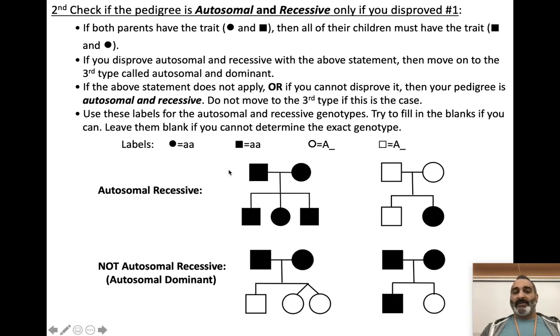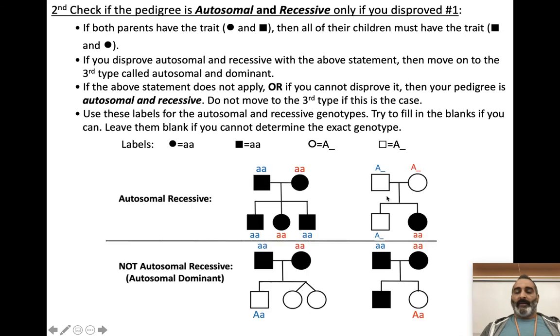So the next step is now you start labeling. And that's what this should look like next. So all I did is I took everybody shaded in, male or female, is small a's. Everybody not shaded in is a capital with a blank. Capital with a blank. Okay? So now let's look and see what happens here. All right? Let's see why these ones were proved wrong. And I'll show it to you.